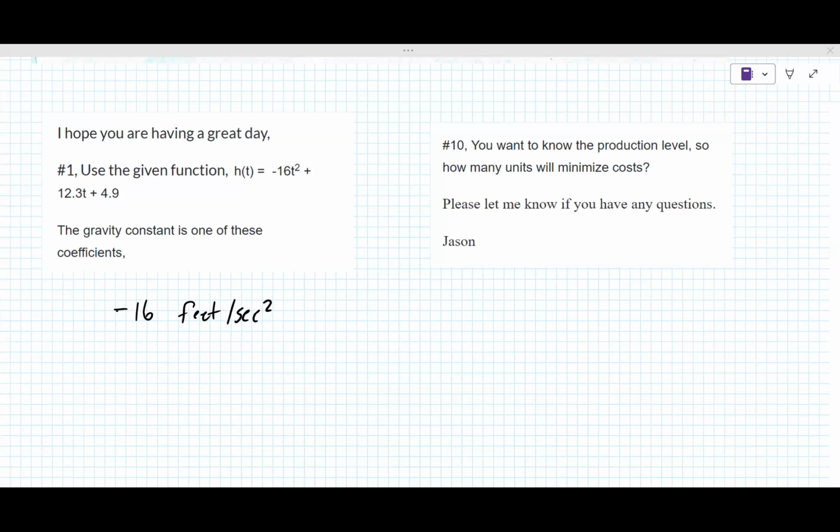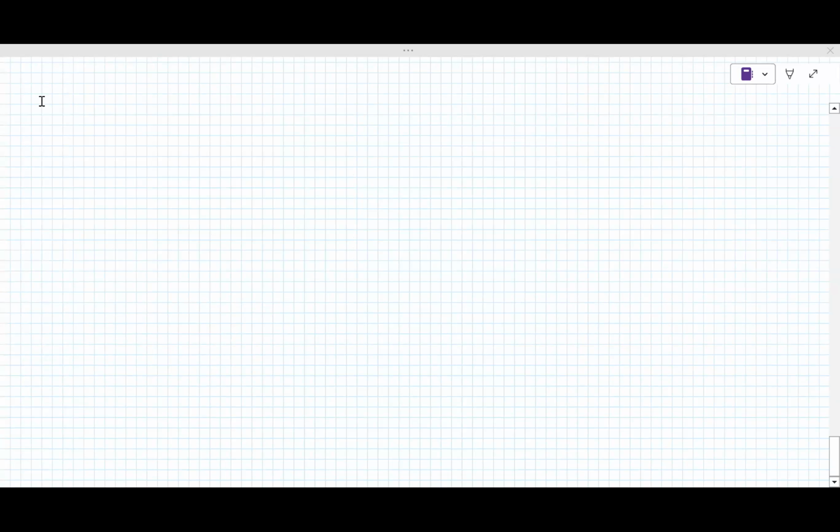Okay. All right, and then for number 10, factory, you want to know the production level, so how many units will minimize cost? I thought we did that. Okay, so let's go take a look at number 10 again. All right.